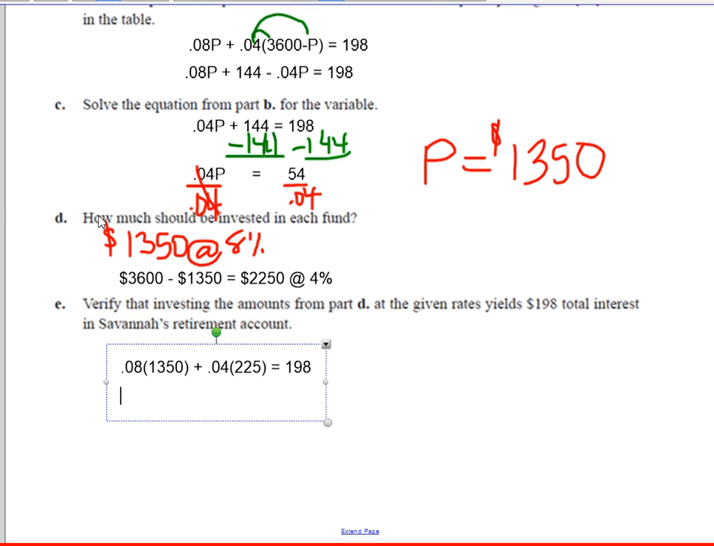So let's see what we get. The 0.08 times 1,350 gives us $108. And then the 0.04 times 2,250 gives us $90. And so when we add that, we do get 198 equals 198. So our answer checks out. We do have the right amounts.